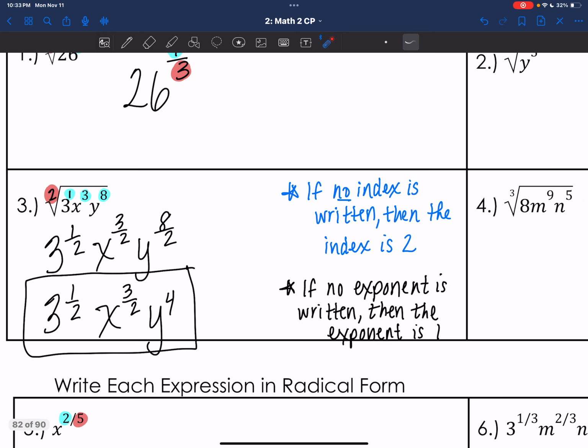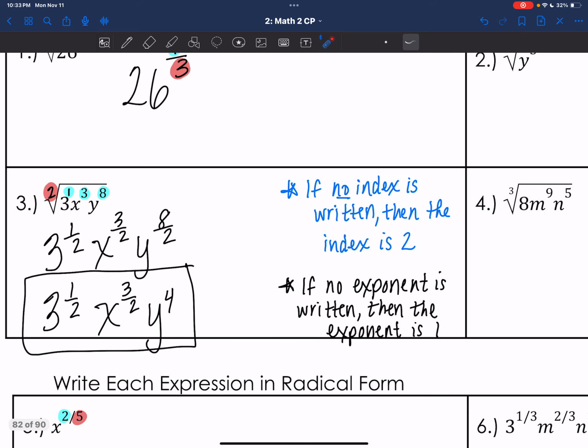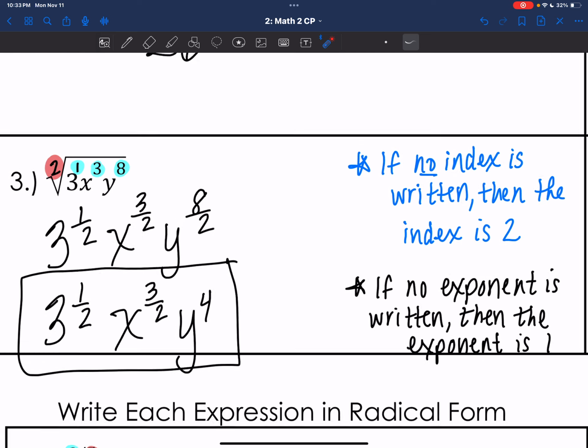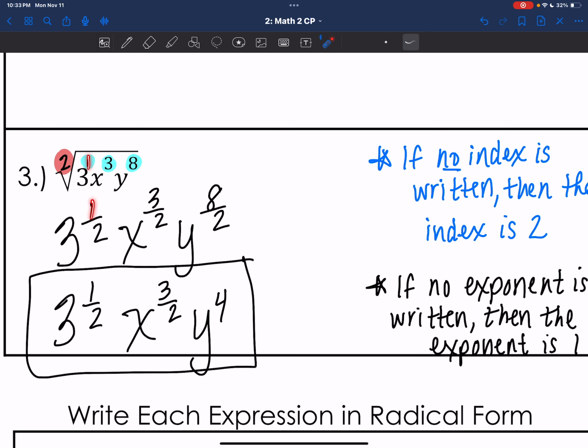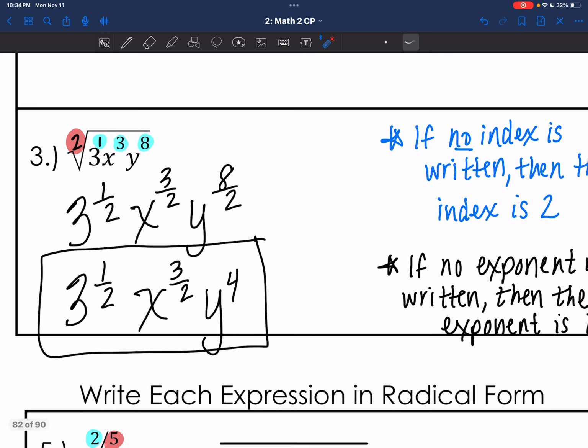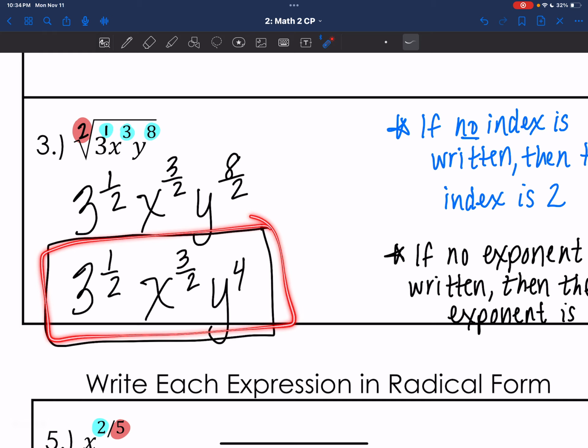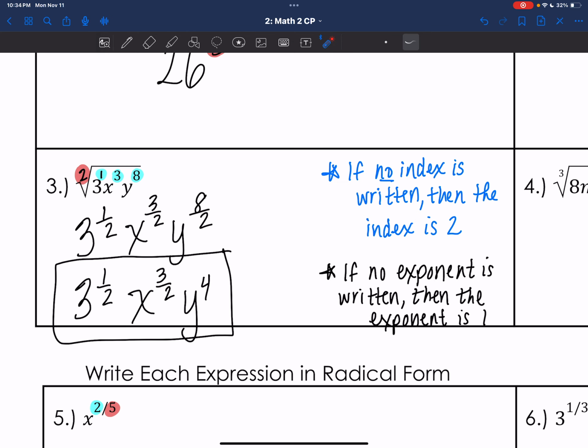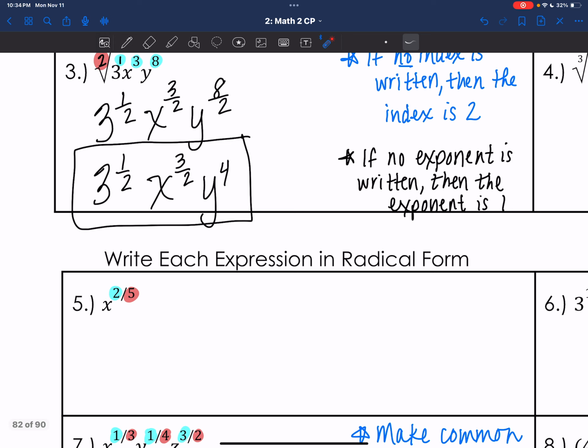All right, let's look at this one. If no index is written, it's understood to be 2. Now, I wrote a 2 in there for you. We're so used to square roots, but it's really everything to the second power. So now we're just going to rewrite everything. So I got 1 as the numerator, 2 is the denominator, and then for x, 3 is the numerator, 2 is the denominator, and then for y, that's going to simplify to 4, and this is how you would rewrite it. So again, if no index is written, then the index is 2, and if no exponent is written, the exponent is 1.